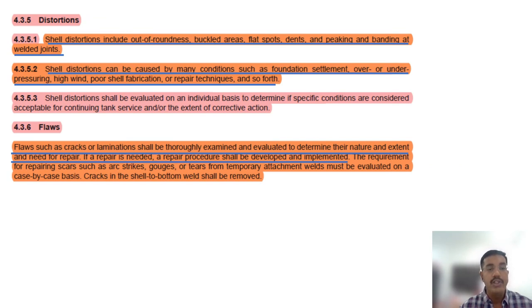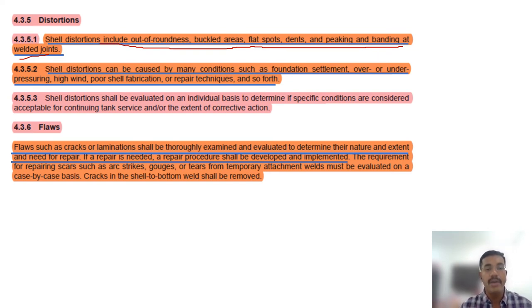Distortion. Shell distortion includes out of roundness, buckled areas, flat spots, dents, and peaking and banding at welded joints. If you didn't watch my API 650 video, please go and watch it. In that, we have mentioned the tolerance levels for peaking and banding, and the tolerance for out of roundness. So please do watch all this and take a note, because the peaking, banding, out of roundness and plumbness are different in API 650 and 653. Both are not the same, so don't be confused.